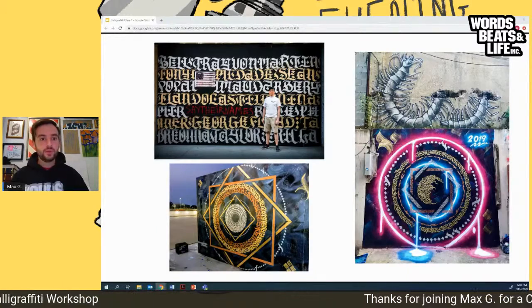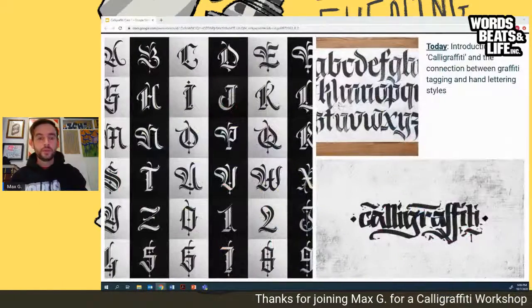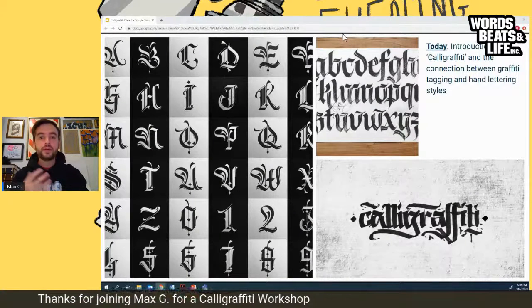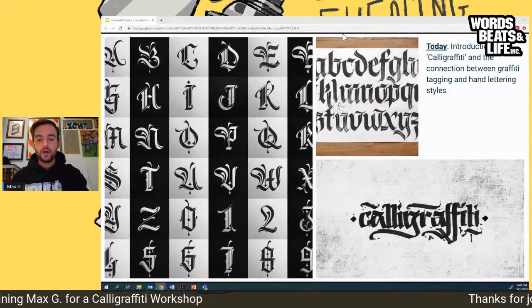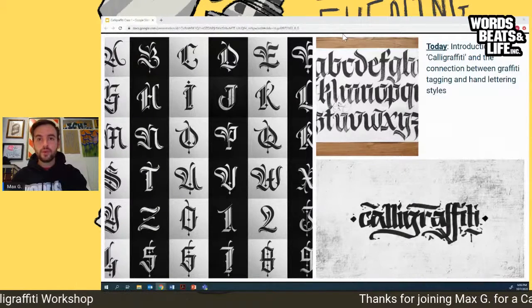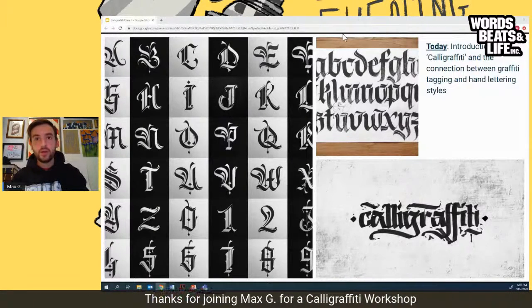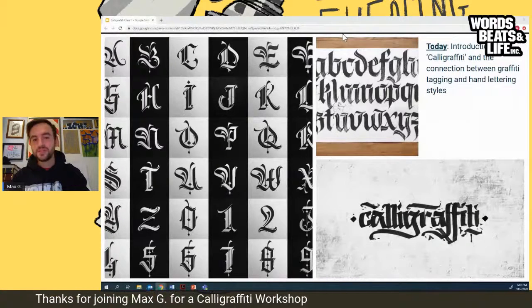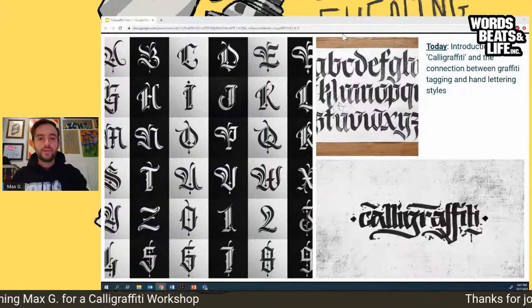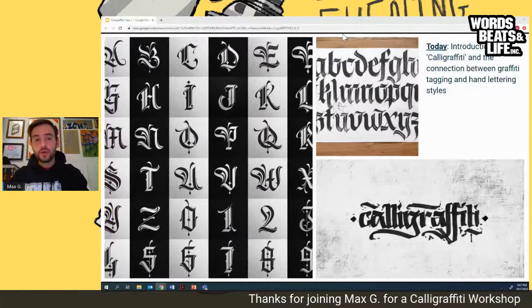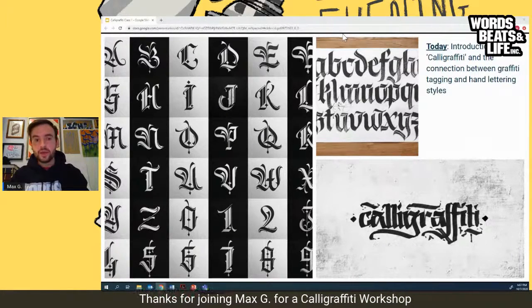And then I will get into what we'll be talking about today. So calligraffiti is a connection between the tagging that you might see on the streets, the way that graffiti writers have been putting their names out in public for almost 60 years now. Well, maybe 50 or 60, depends on who you talk to. And the traditional calligraphy, the art of lettering that has been around since written language.